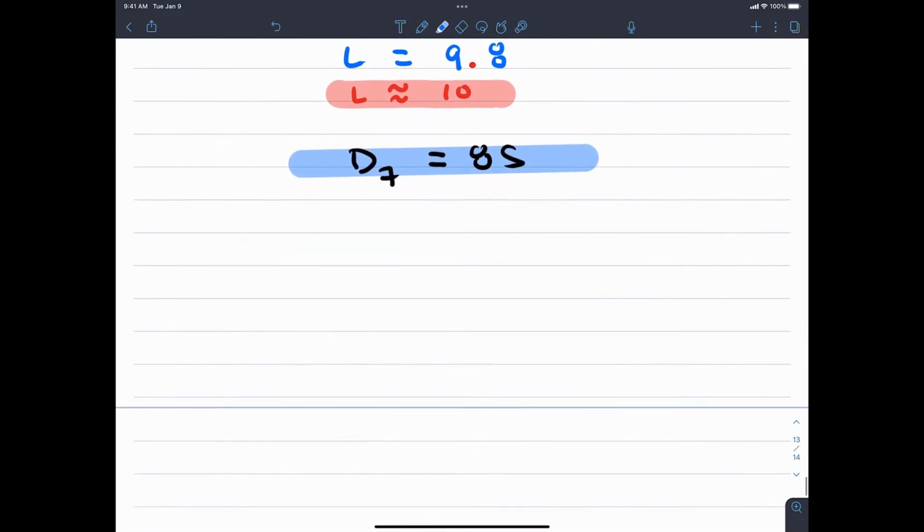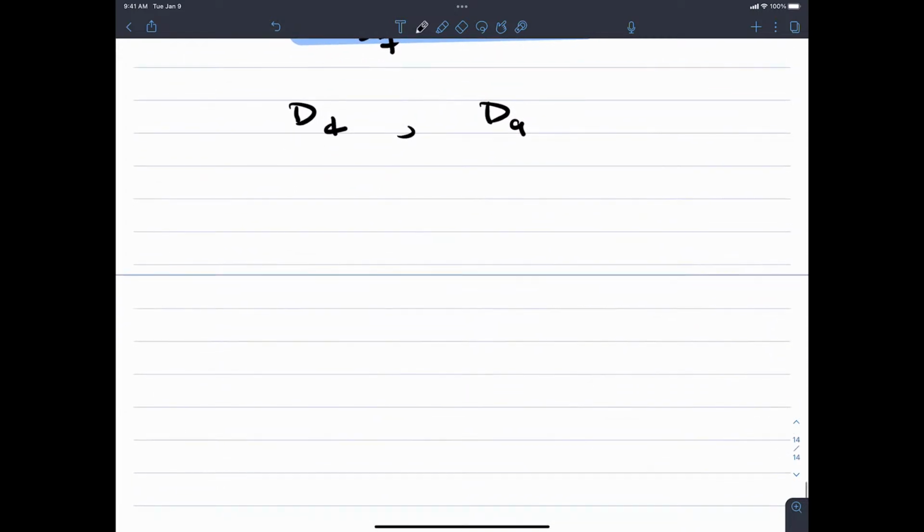Should we give you another one? Should we do D4 and D9? Let's do D4 and D9. Okay. We need the definition of D4. What's the definition of D4? It's the 40th percentile. So my locator will be 40 over 100. What's the sample size? 14. Okay.